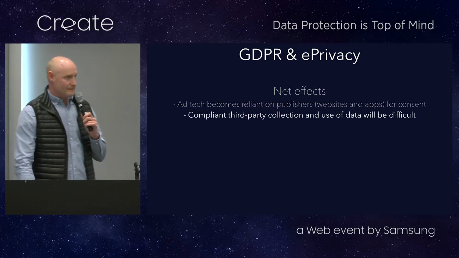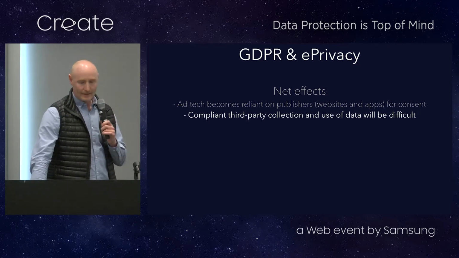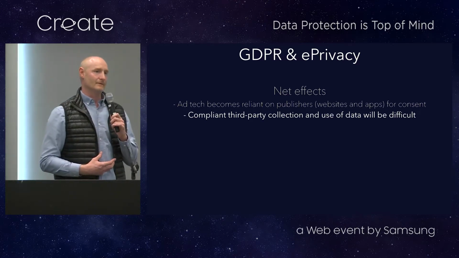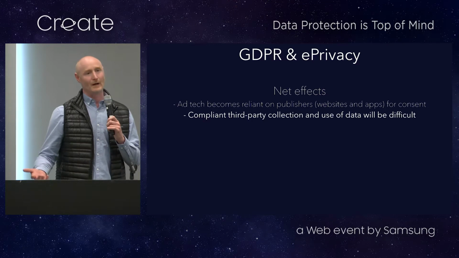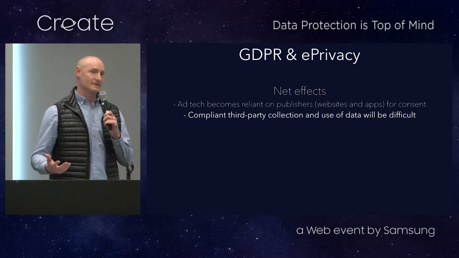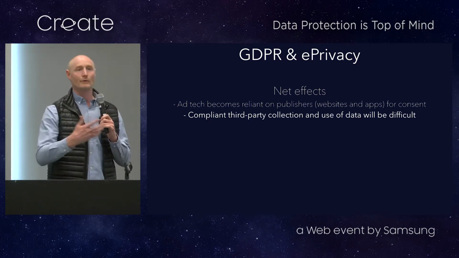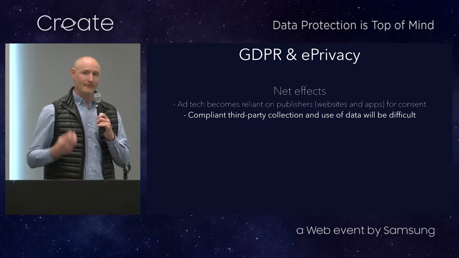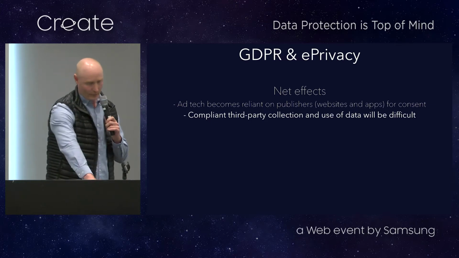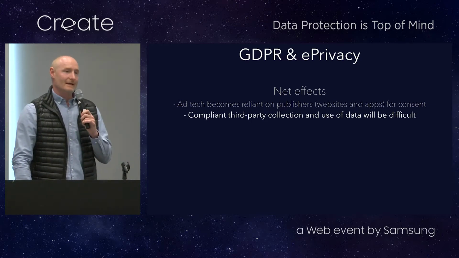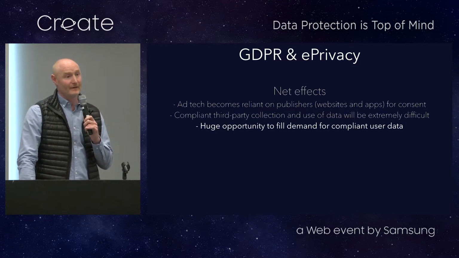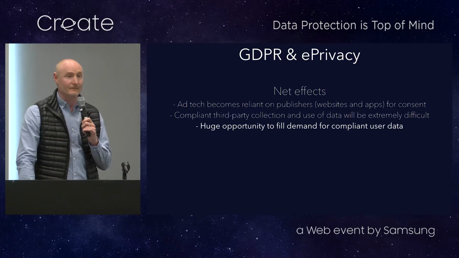So I think the net effect is that compliant third-party collection of data is going to be difficult. The third party would be, for example, Facebook collecting information about you on Facebook.com is not a problem. That's not going to be impacted significantly. But companies who are collecting data who you don't have a direct relationship with, embedded inside of apps, whether it's a pixel or a beacon or whether they're fingerprinting you, that's going to become much more difficult. And so there's a huge opportunity for developers to fill the demand for compliant user data.